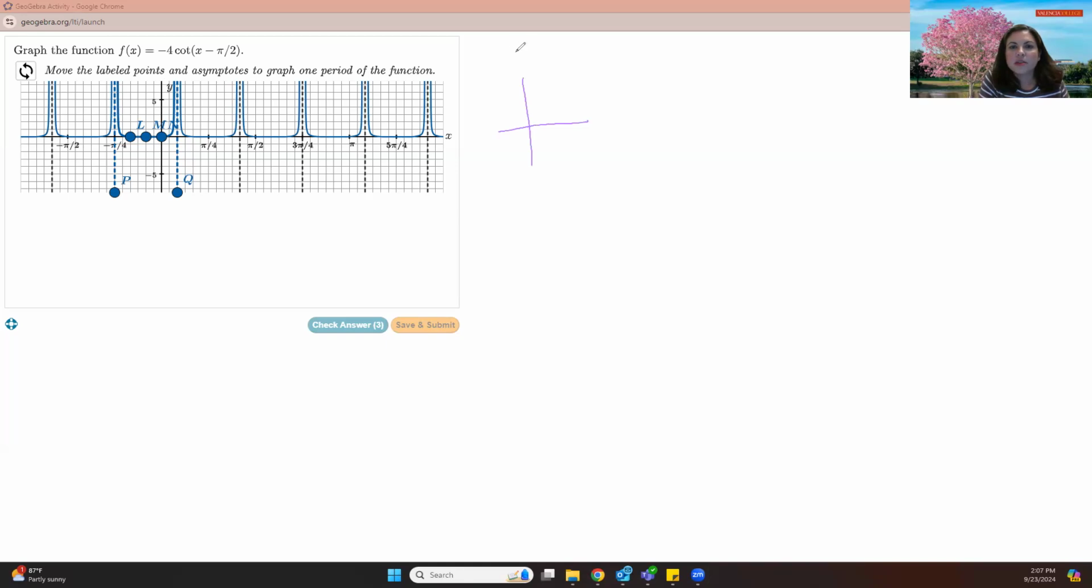So for the basic graph of cotangent of x, we have the asymptotes. We have one of them at x equals 0, and we have another asymptote at x equals pi. And this is because these are the values for which cotangent is undefined. And then in the middle, we have an x-intercept. And then our graph has the shape where it curves up and then down. So from left to right, the graph is decreasing.